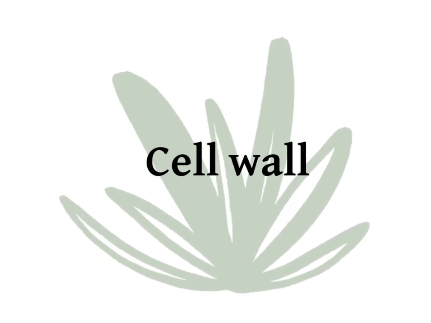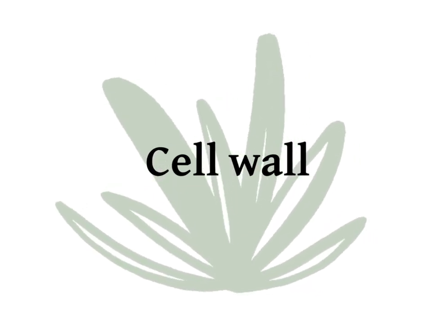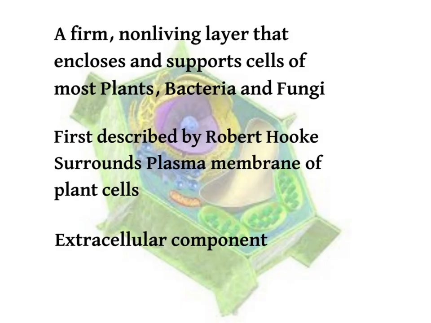Bismillahirrahmanirrahim. Today we are going to study about cell wall. Cell wall is a firm non-living layer that encloses and supports cells of most plants, bacteria and fungi. This term was first described by Robert Hooke when he discovered cell. It surrounds the plasma membrane of plant cells. It is an extracellular component that is present exterior to the plasma membrane.